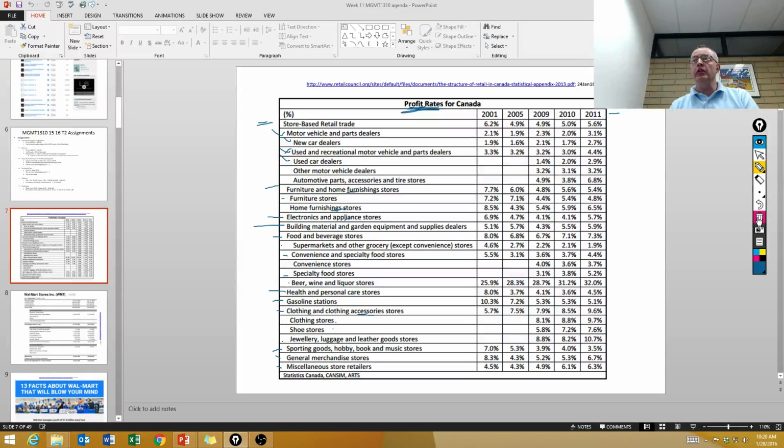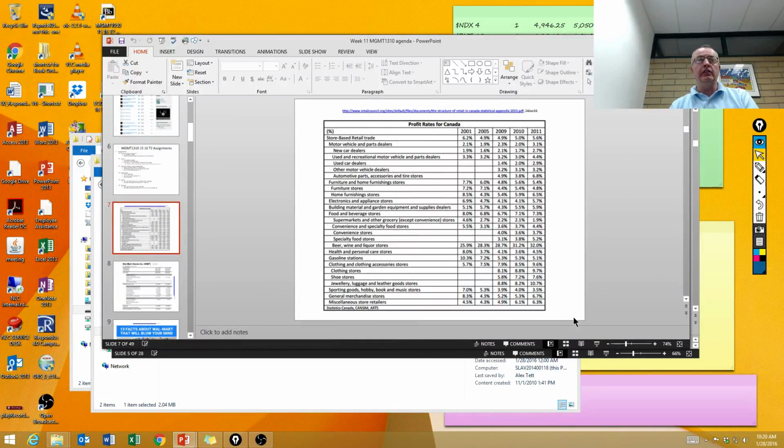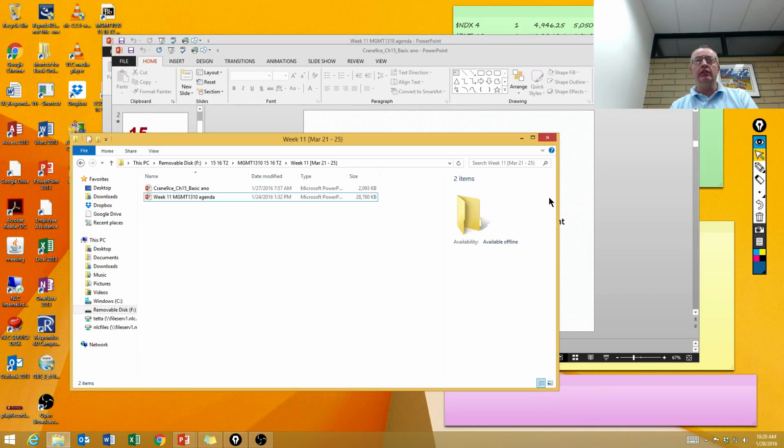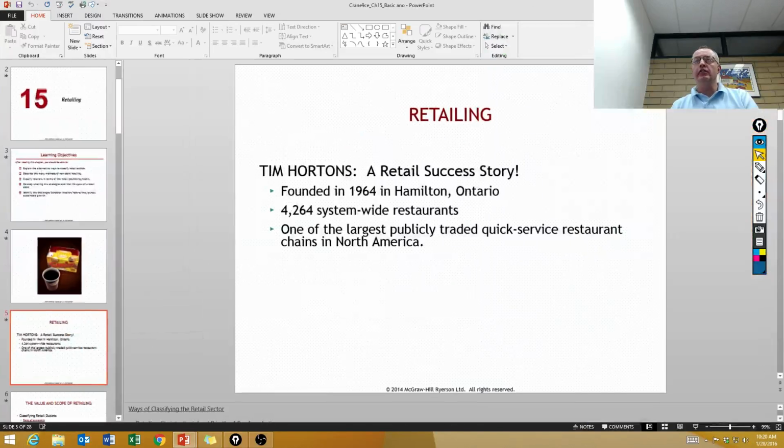Okay, and so the book tells us that the retailing sector in Canada is a large industry in the country. Sales in the sector are about $480 billion Canadian per year. So I'm just going to write that down. It's about 480 billion per year.